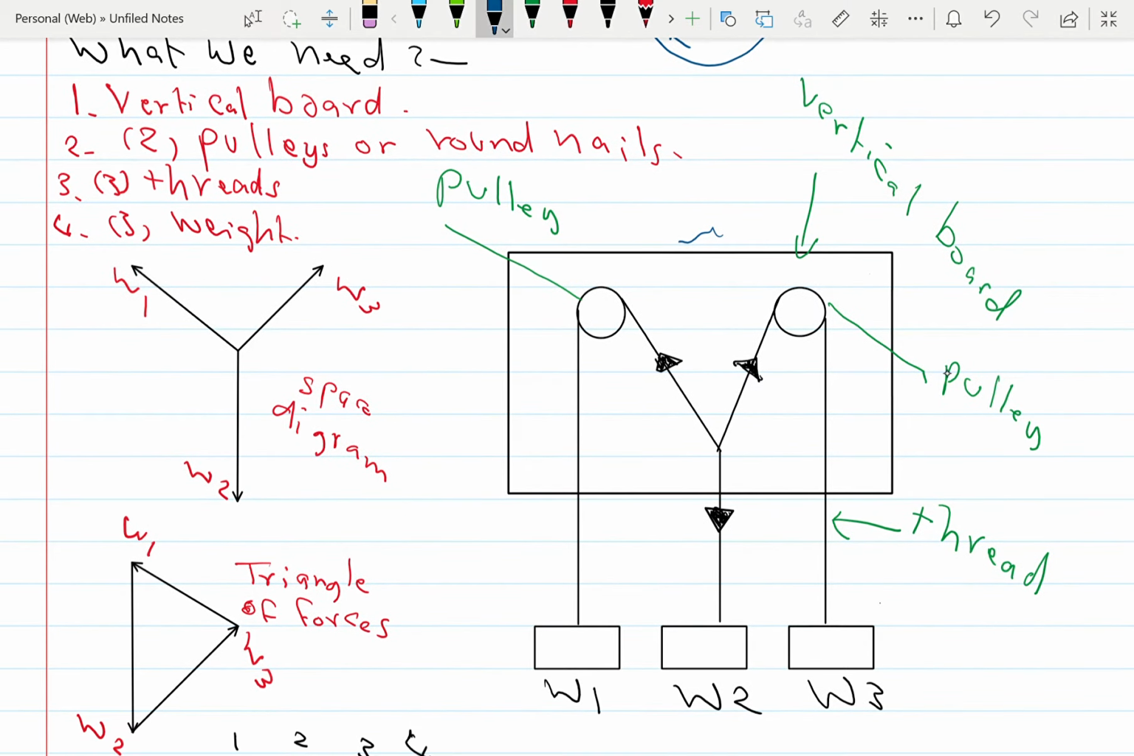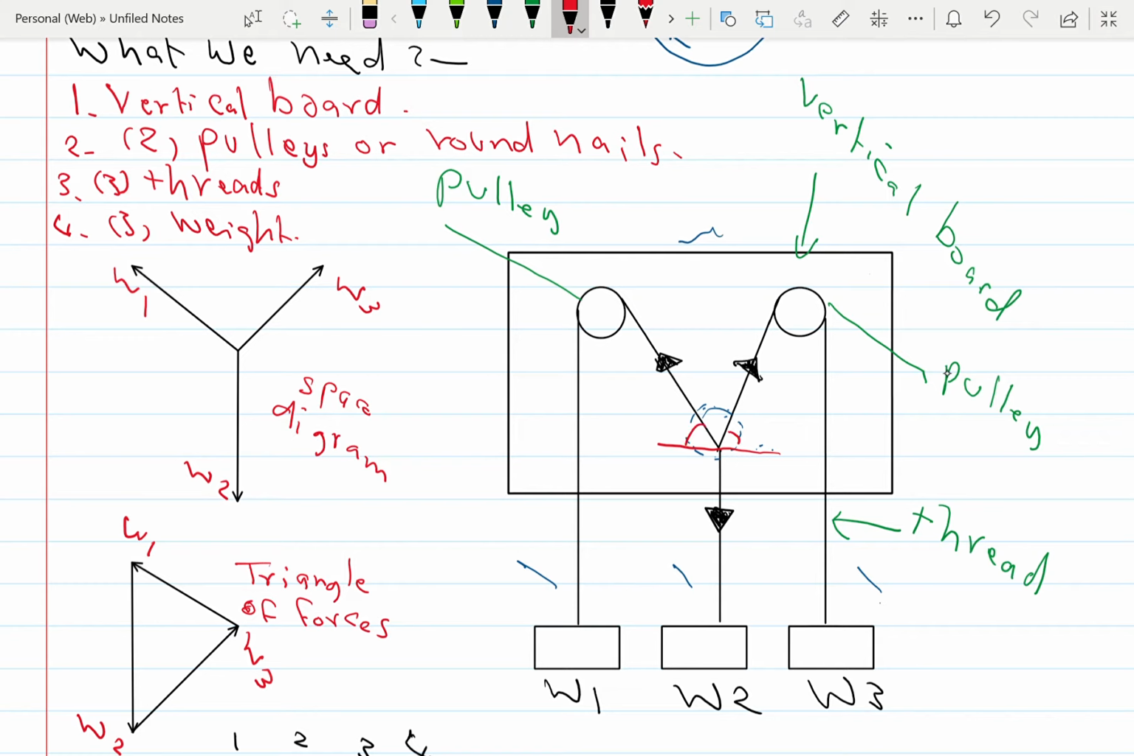So for weight number 1, we have 1 thread. Weight number 2, another thread. Weight number 3, another thread. And we have to make a knot in the middle, so all of them come through the same point. From the experiment, if we have a compass, we can measure the direction here. So we can make a horizontal line here, so we can measure the angle here and here.